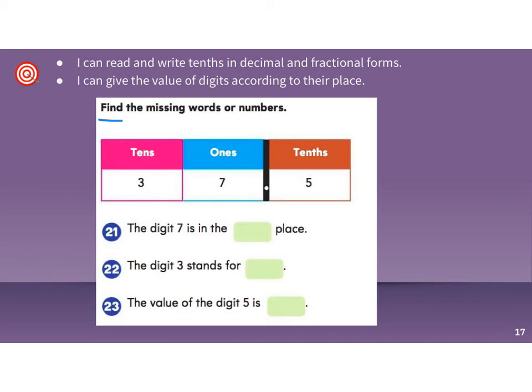Here we can see the directions are find the missing words or numbers, all thinking about places or values. So number 21 here, the digit 7 is in the, we would answer with ones place. The digit 3 stands for or has the value of 30. The value of the digit 5 is 5 tenths, or 5 tenths is its value.